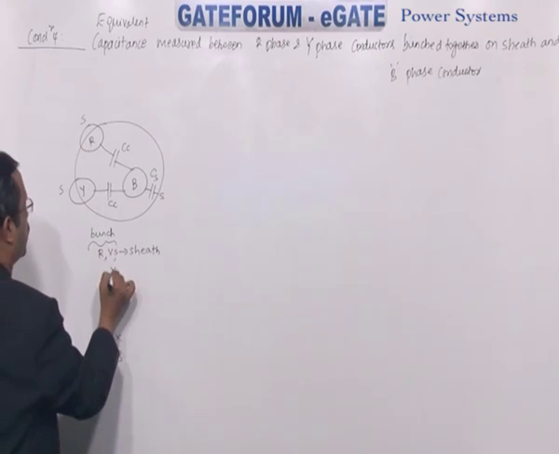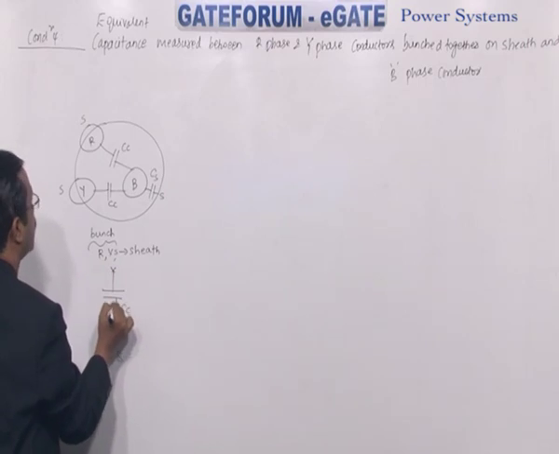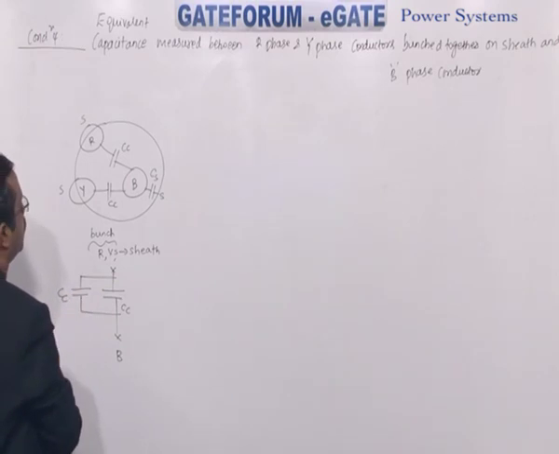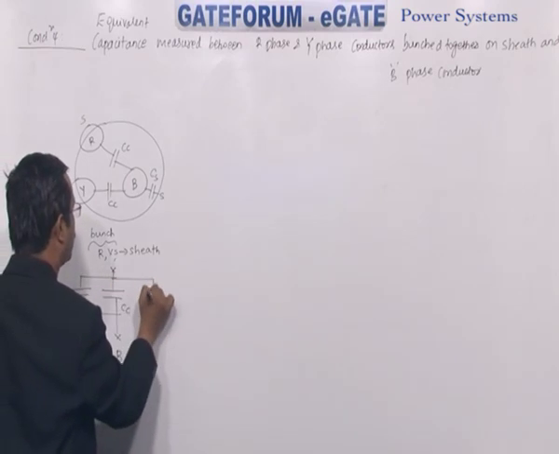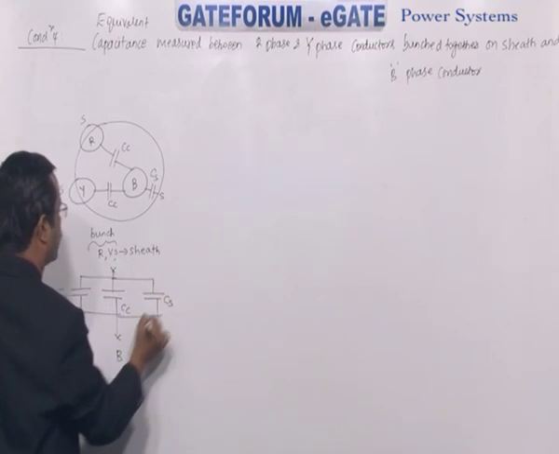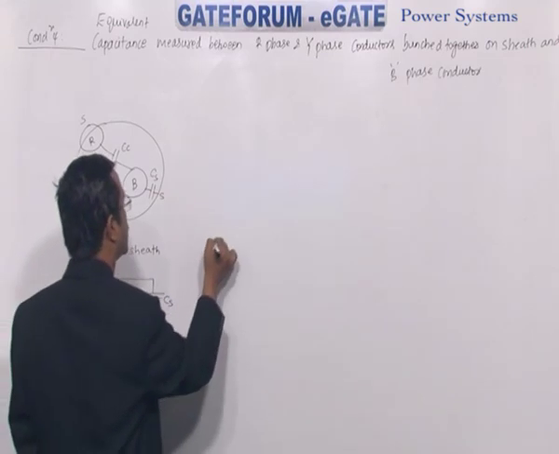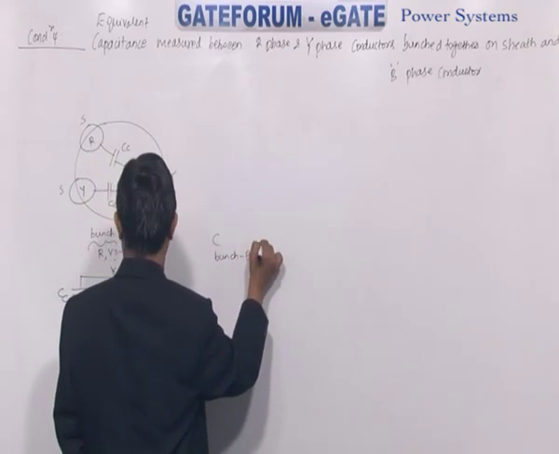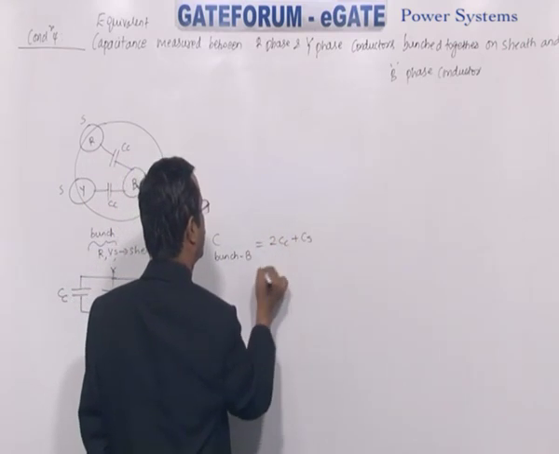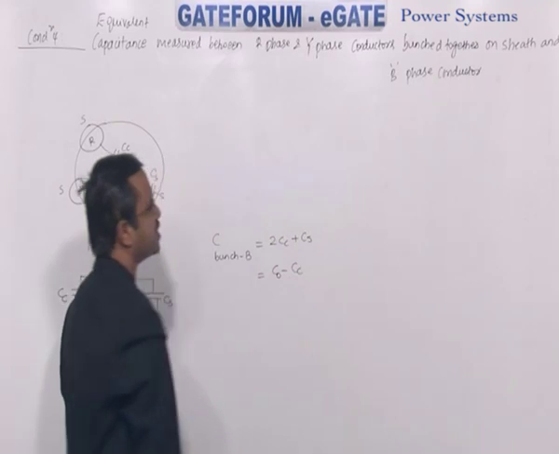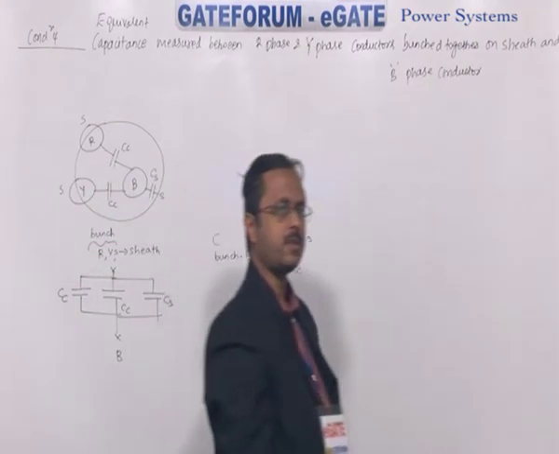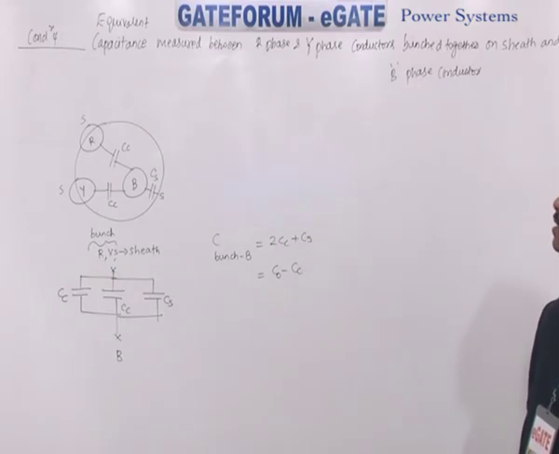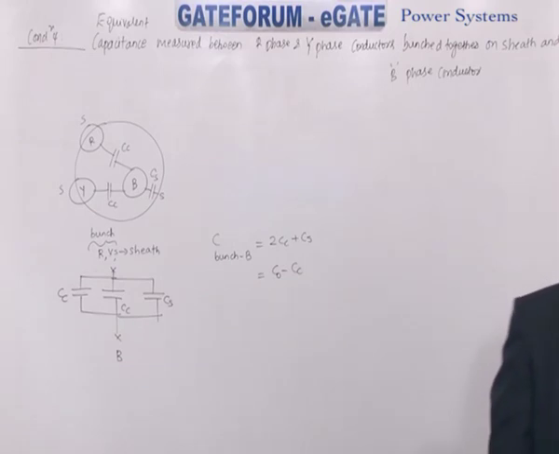R to B, what we have? CC. Y to B, what you have? CC. B to S, what you have? Again CC, CS. So what is the equivalent capacitance now between that bunch and B phase? Capacitors in parallel, add them. So this can also be written as C0 minus Cc. So this is how you analyze this condition 4.